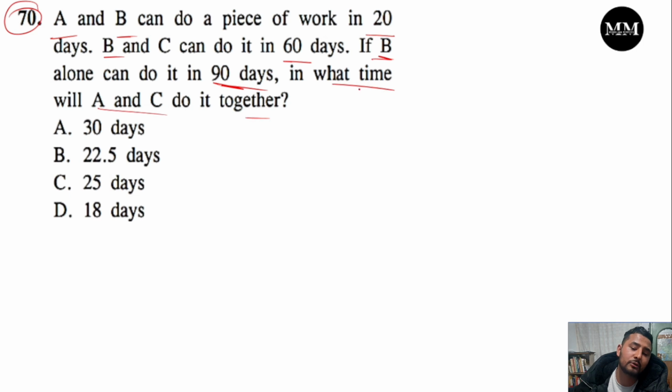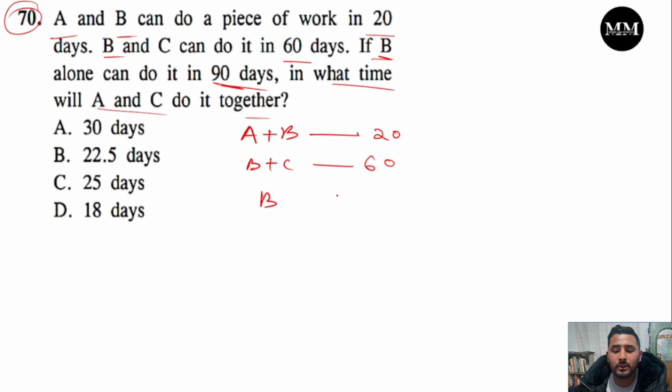Okay, so let's see how to do this one. First of all, A plus B can do a piece of work in 20 days. B plus C can do it in 60 days, and B alone can do it in 90 days. So do it this way. You have to find the LCM of these three. I hope you know how to find LCM. So find the LCM of 20, 60 and 90. If you find LCM, you'll get 180.